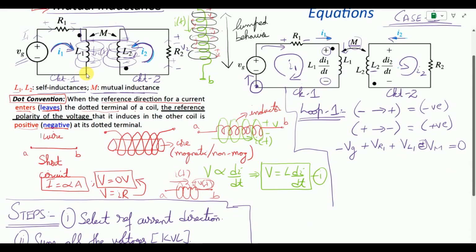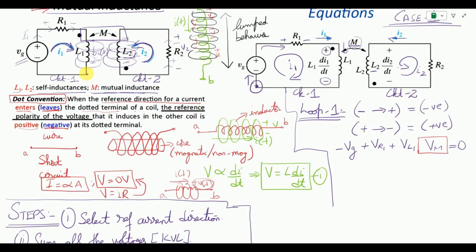Again, the idea behind the dot convention is that we need to figure out what is going to be the sign associated with this voltage at mutual coupling. We don't know the sign with this. So in order to find it, we follow the dot convention. So let us see what we are going to find.